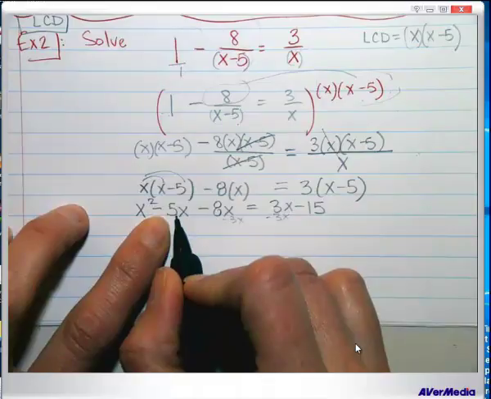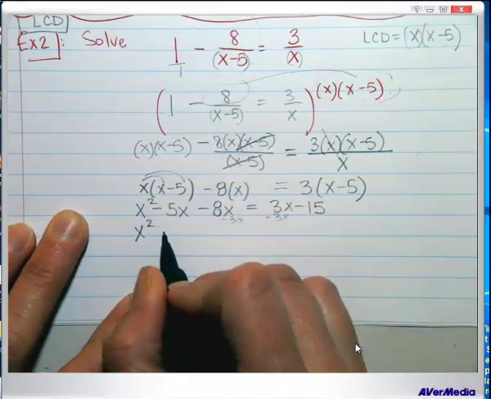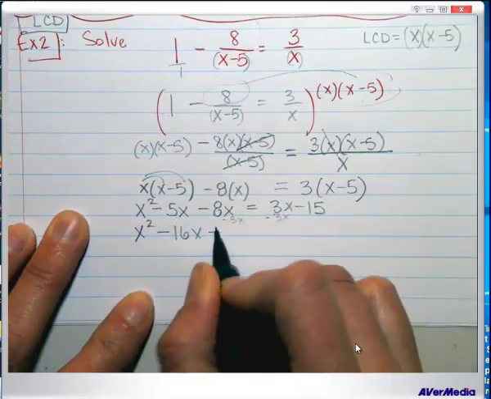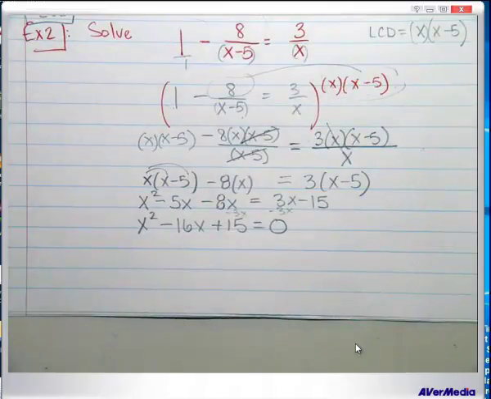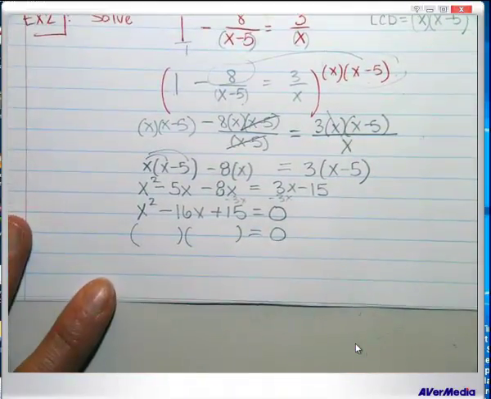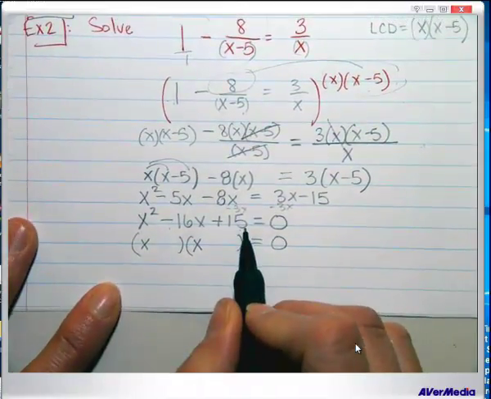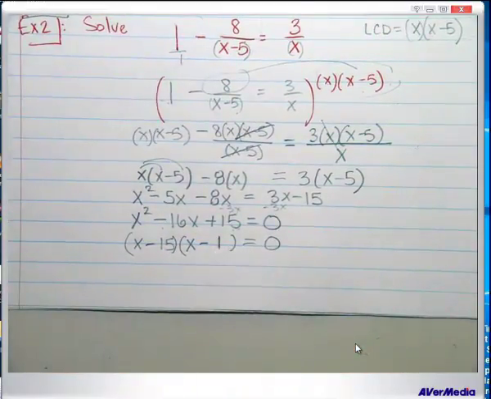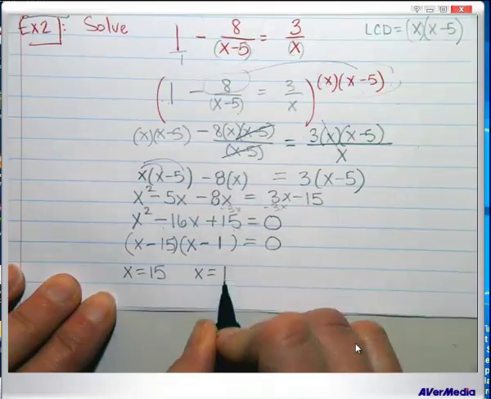So I've got negative 5x, negative 8x, and negative 3x, so that's negative 16x. And then I'm going to add the 15 as well. And so now I have the equation x squared minus 16x plus 15 equals 0. And I can solve that by factoring because it's a quadratic equation. So x times x, 15 times 1 would give me the 15. And if I made them both negative, negative 15 and negative 1, it would add to the negative 16. So that means my solutions are x equals 15 and x equals 1.